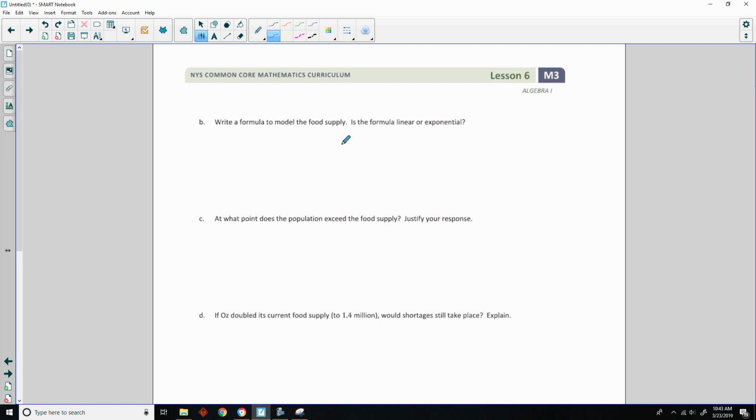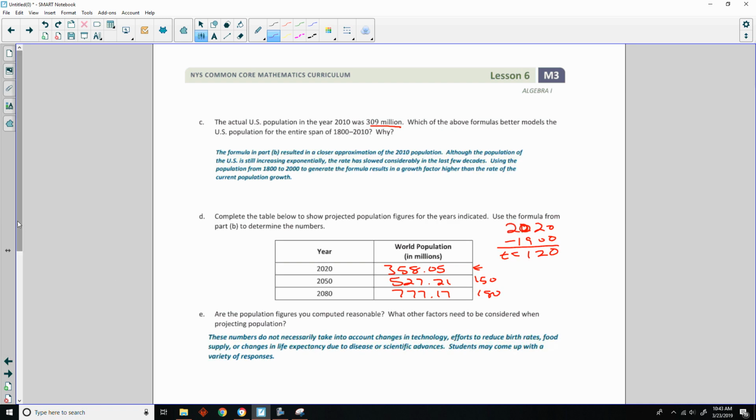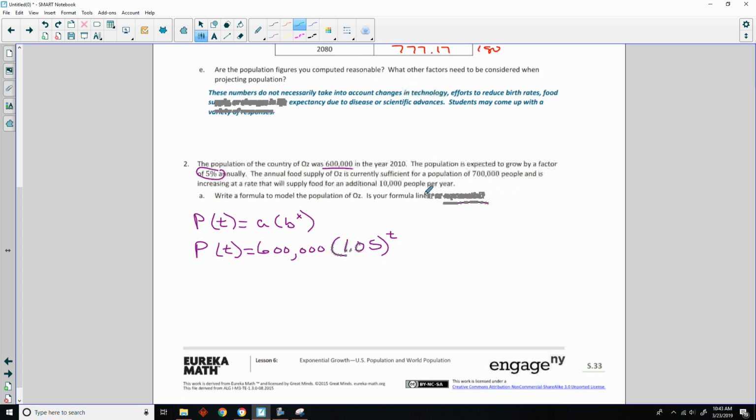Part B says write a formula to model the food supply. Okay, and is the formula linear or exponential? So looking at the food supply now, our starting value A is right here, and it will increase at a rate that will supply food for an additional 10,000 people per year. Okay, so that's increasing at the same rate. That is my increasing rate every year. That rate does not change. This is going to be linear.